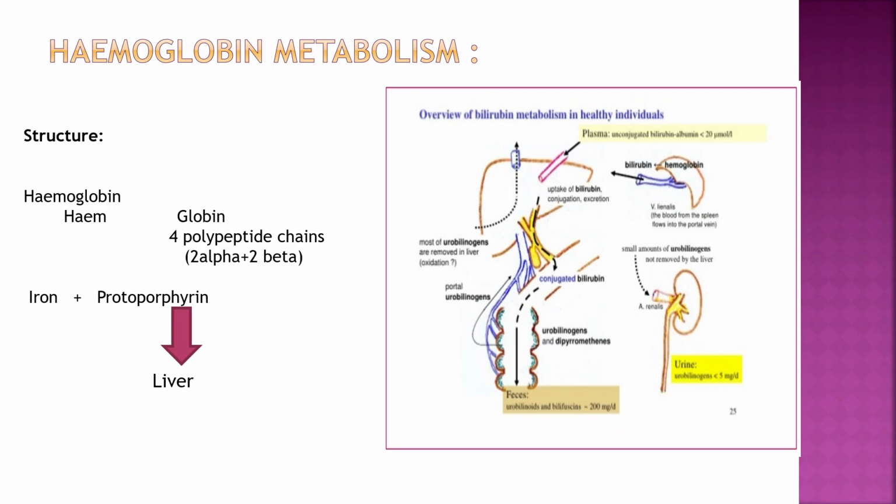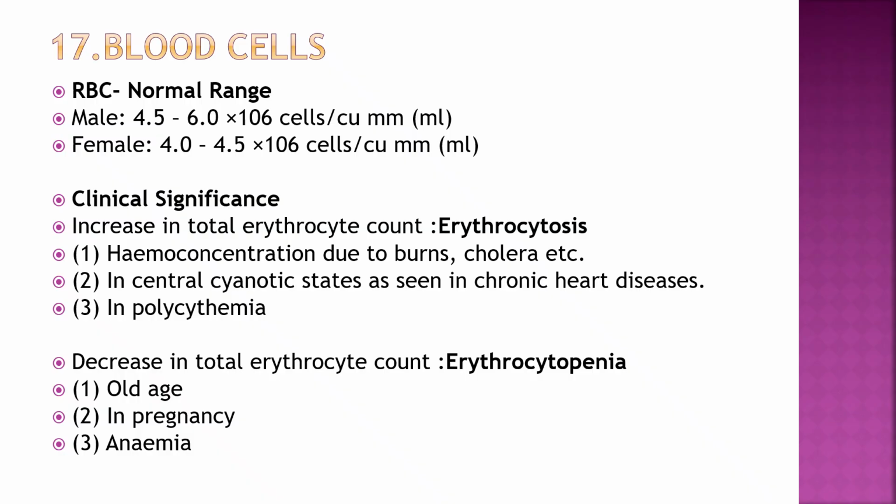So now the normal RBC range in male is 4.5 to 6 million cells per cubic millimeter. In female it is 4 to 4.5 million cells per cubic millimeter. Clinical significance: when the RBC count is increased, it is called erythrocytosis, and it happens in hemoconcentration. And when the RBC count is low, it is called erythrocytopenia, and it happens usually in anemia, pregnancy and old age.